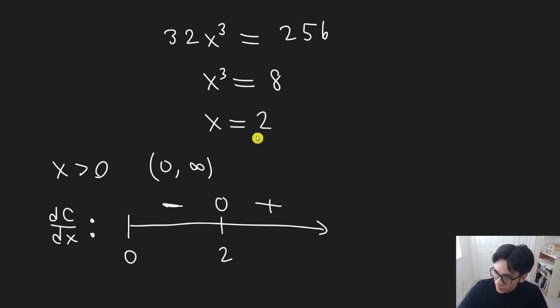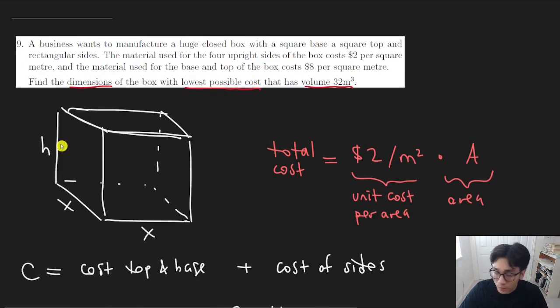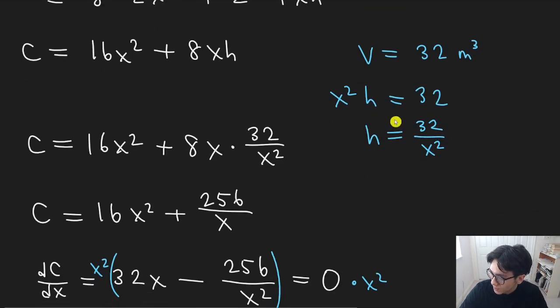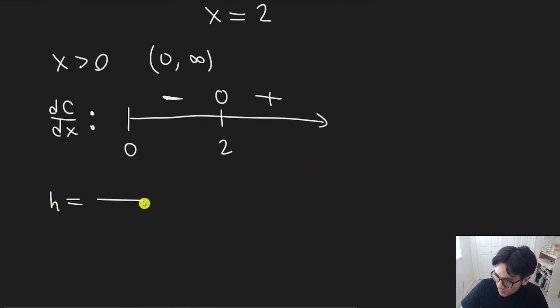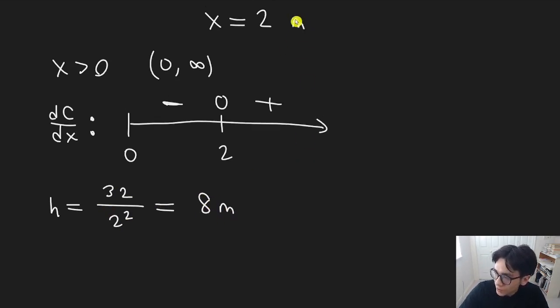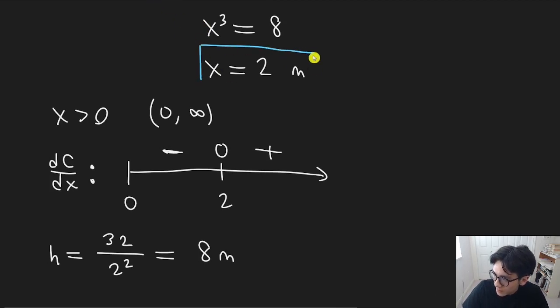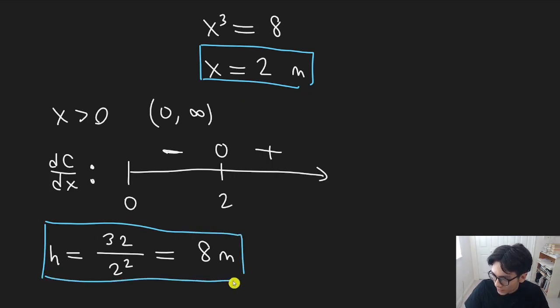Okay. So now we know the optimal x value, but we actually want to figure out the dimensions. So that includes the height as well. To figure out the height, we're going to substitute it back into this relationship. We have the height in terms of x. So I'm going to write here, height, 32 over 2 squared. And so that's 8 meters. Okay. So the optimal dimensions are x being 2 meters, or the base length and width being 2 meters, and h being 8 meters. Okay. And that's your final answer.